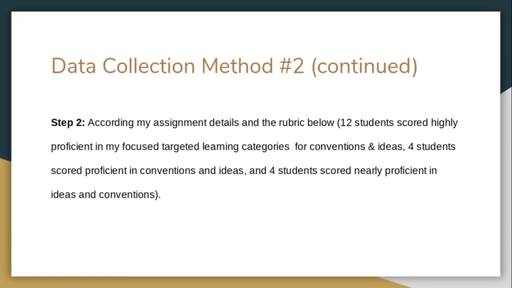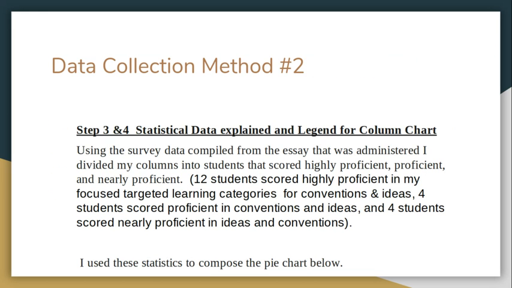Step 2. According to my assignment details in the rubrics below, 12 students scored highly proficient in my focus target learning categories for conventions and ideas. 4 students scored proficient in conventions and ideas, and 4 students scored nearly proficient in ideas and conventions.